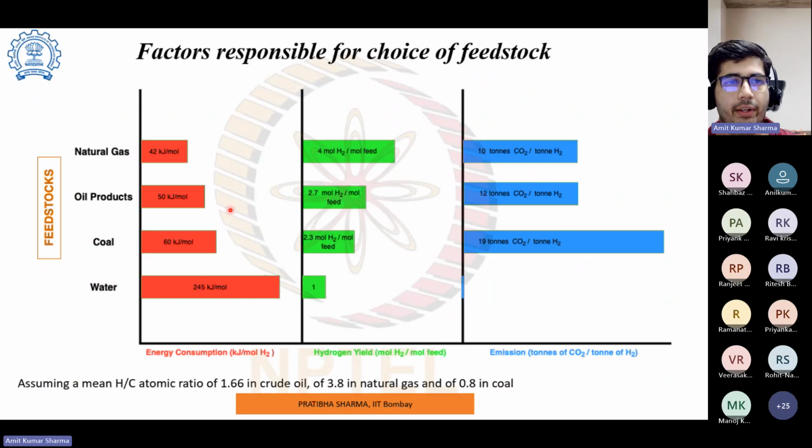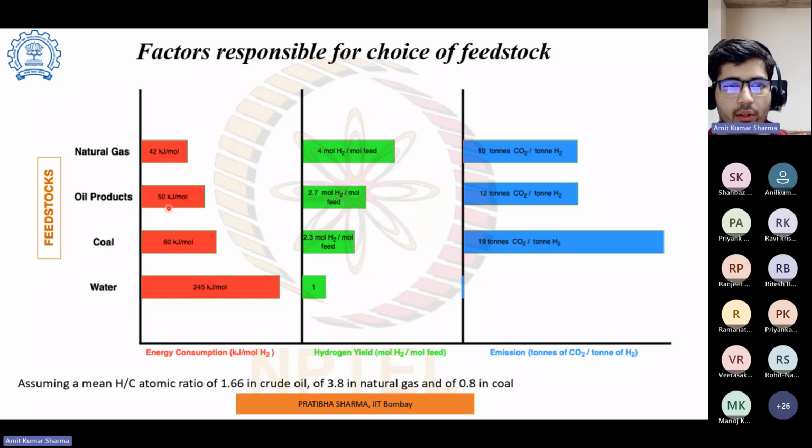You can see the factors responsible for the choice of feedstock: energy consumption, hydrogen yield, and emission. These three factors are considered in industries for hydrogen production. If you use natural gas, the energy consumption is 42 kilojoule per mole, hydrogen yield is 4 mole per mole of feed, and 10 tons of CO2 per ton of hydrogen.